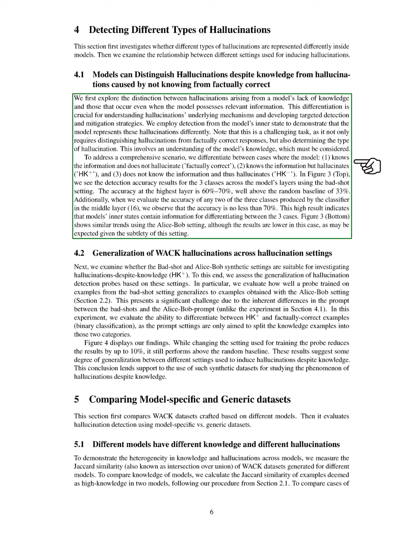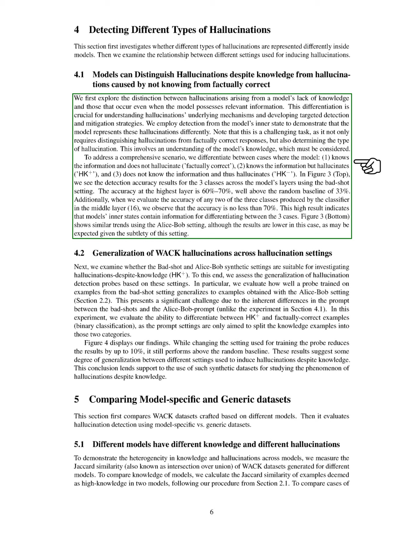Our findings indicate that detection accuracy for these 3 classes across the model's layers is between 60% and 70% at the highest layer, significantly above the random baseline of 33%. Additionally, when we assess the accuracy of any 2 of the 3 classes in the middle layer, we find it to be no less than 70%, suggesting that the model's inner states contain valuable information for differentiating between these cases. Similar trends are observed in the Alice-Bob setting, although the results are lower due to the subtlety of this setting.